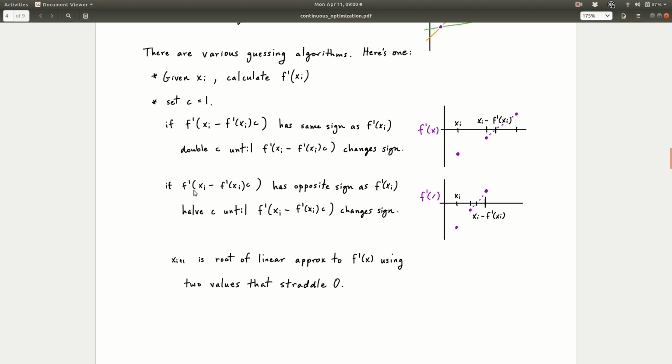Now, if the sign does change, so if our first guess is here, then we've gone too far. And so we need to cut c in half until we get back on the other side. So we have 2 points straddling the root, and then we just take a linear surrogate here. So there are various methods for doing this. This is just one simple way to do it that will eventually bring you to the root.